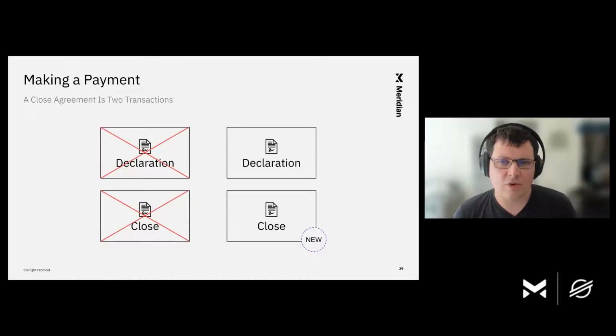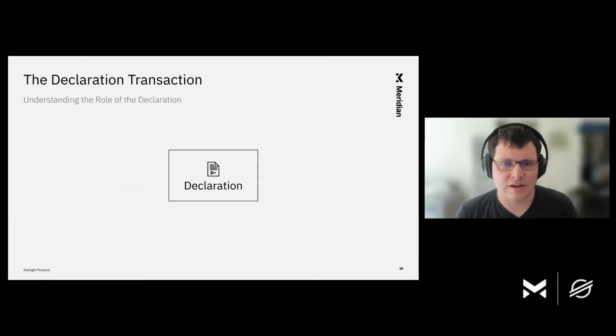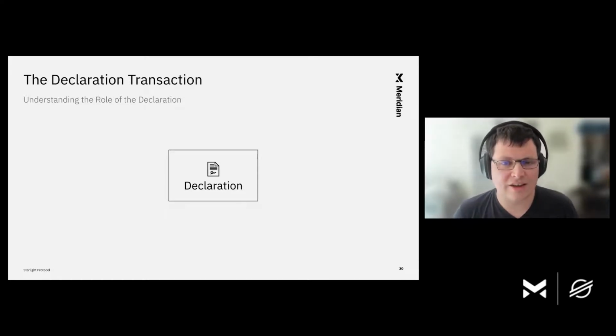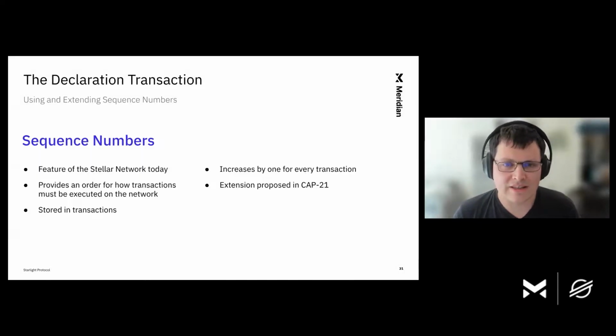So let's get an understanding of what these transactions do, starting with the declaration. The declaration is responsible for announcing on-chain that the close process is beginning. It does that by placing the channel in a state where the close transaction is allowed to execute. And not just any close transaction, but specifically the close that was paired with the declaration. It does this by using a very simple feature that exists on the Stellar network today, as well as an extension to that feature that we're proposing in CAP 21. That feature is sequence numbers.